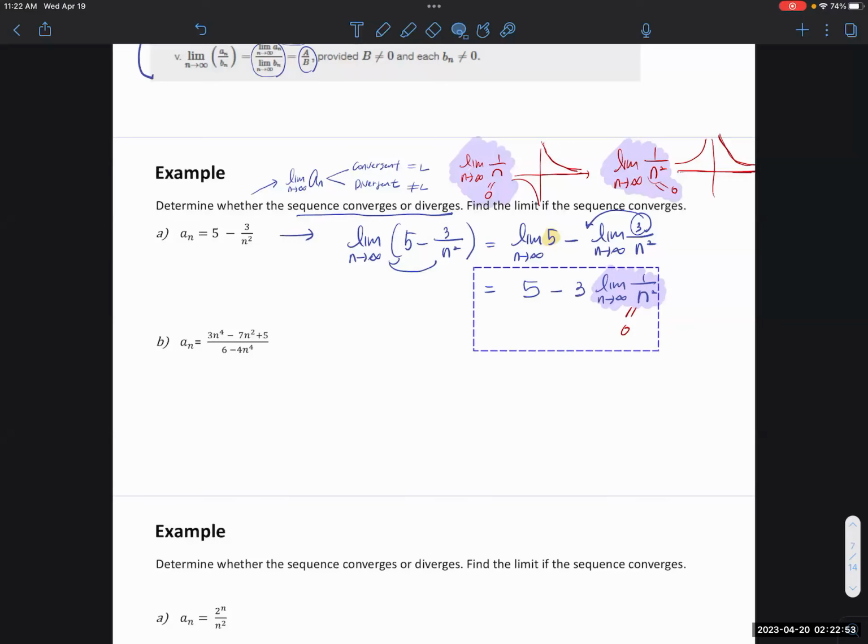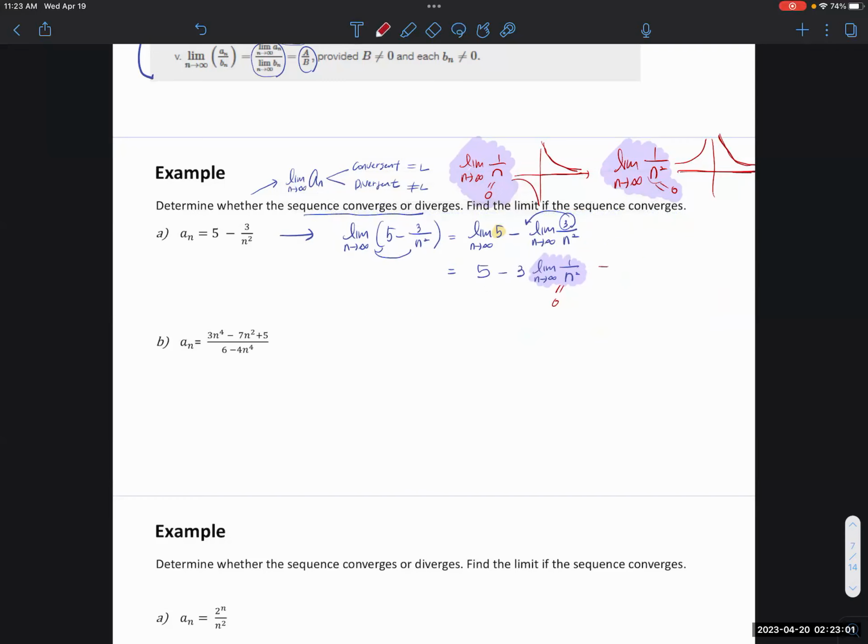So I can rewrite this one: 5 minus 3 times 0. This is a 0. The answer is 5. So a_n is a convergent sequence. We prove it. Okay, they are close to 0. Convergent sequence to 5. That's the letter A, how you check with the complicated a_n.